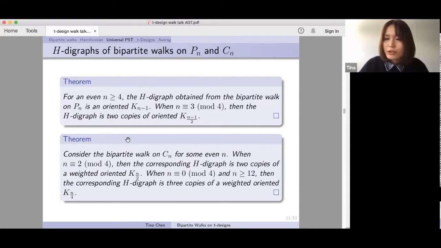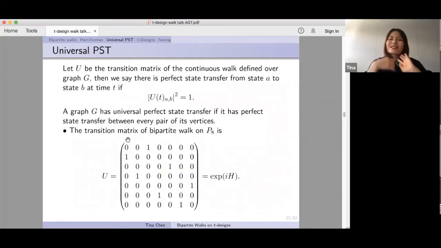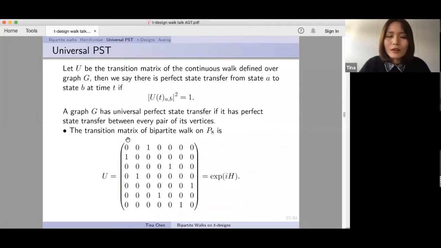So just using this result, we're going to construct some interesting continuous quantum walks. One of the walks we're going to construct with an interesting phenomenon is the continuous quantum walk that has universal perfect state transfer. So what is perfect state transfer? We say let U be the transition matrix of a continuous quantum walk over graph G. Then we say it has perfect state transfer from A to B at time t if the norm squared of the AB entry of your transition matrix equals 1.